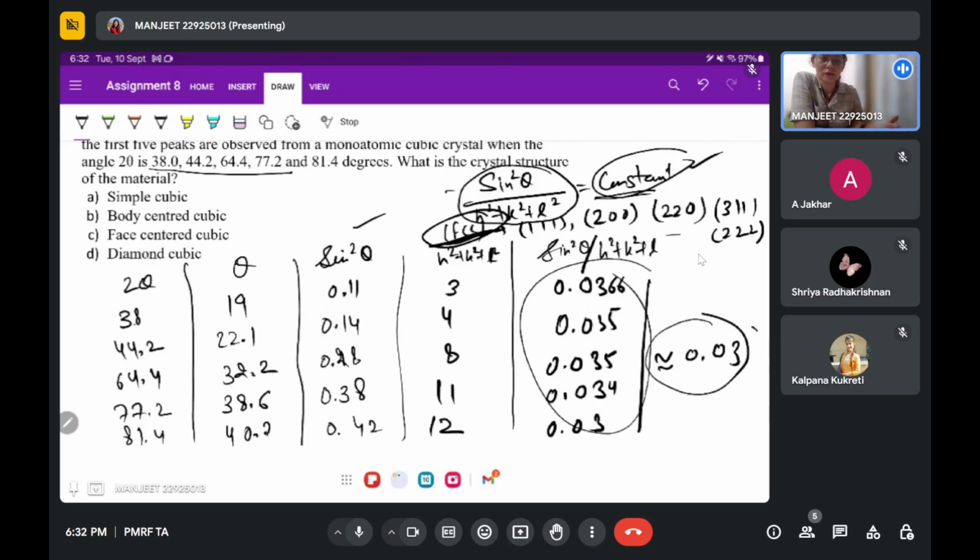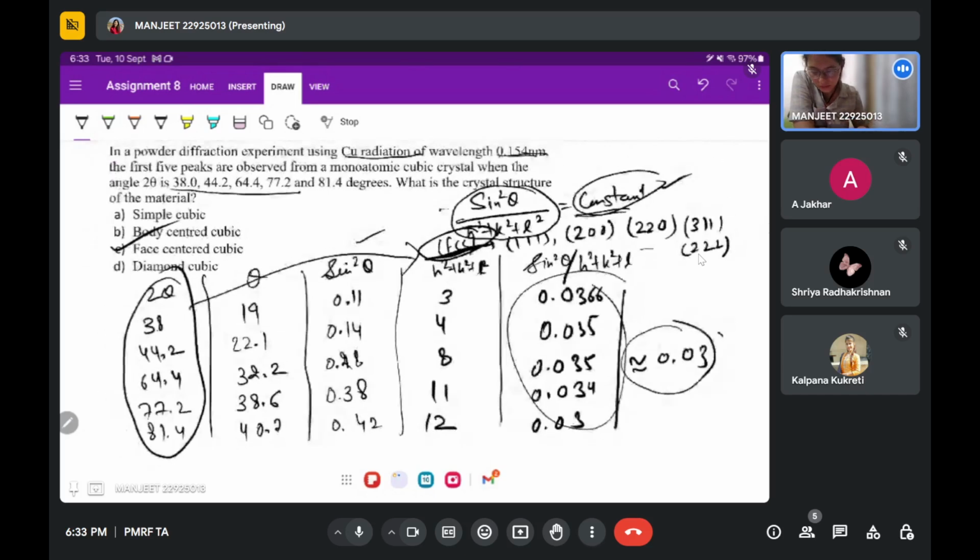Start with the simple cubic, and once you calculate this value, you will know the possible h square plus k square plus L square values for the simple cubic. For the body centered and face centered, you can directly write them, and you just have to divide and find out which crystal structure it belongs to. So these peaks are corresponding to the FCC lattice. So C is the right answer for this one. Okay, this is about this question.